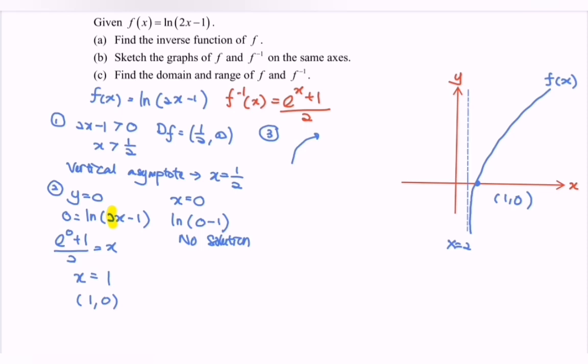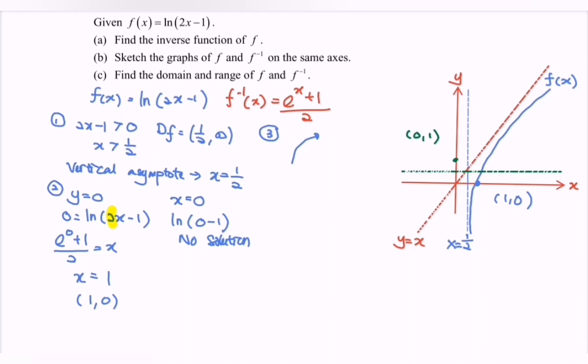Next, we have the reflection axis. So now I'm going to focus on the f inverse. Kindly refer to the blue color graph. We have to reflect based on y is equal to x. So first, kindly refer to the asymptote, where we have x is equal to 1 over 2. If we reflect, it will become y. Next, focus on the point (1, 0). It will become (0, 1). So let's say here will be the point (0, 1).